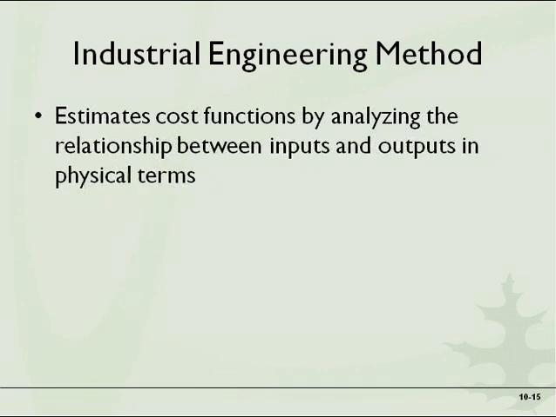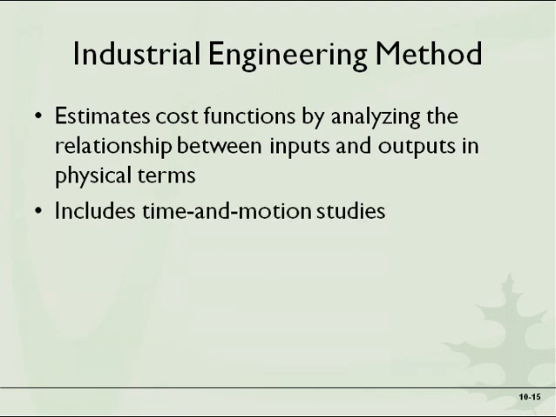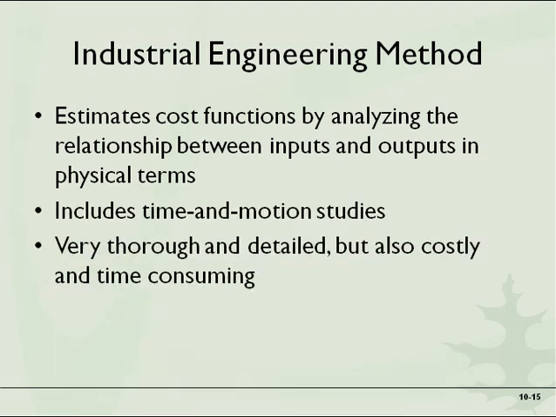When we're talking about the industrial engineering method, this is the idea that we estimate cost functions by looking at and analyzing the relationship between inputs and outputs in physical terms. So it may include time and motion studies. It's very thorough and detailed, but it's also costly and time consuming.